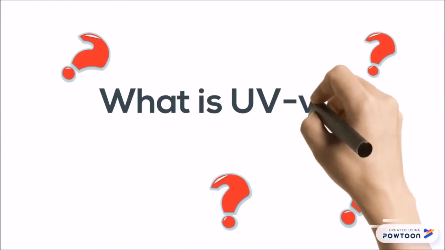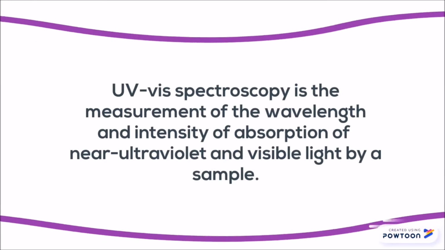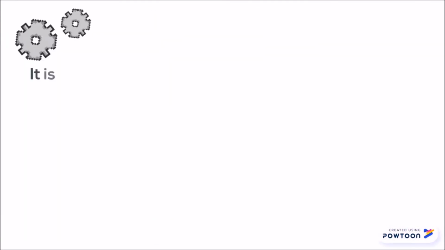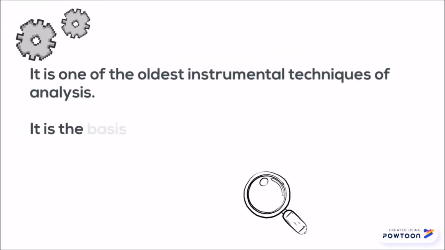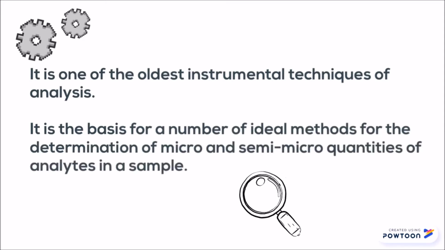So, what is UV-Vis spectroscopy? UV-Vis spectroscopy is a measurement of the wavelength and intensity of absorption of near ultraviolet and visible light by a sample. It is one of the oldest instrumental techniques of analysis, and it is the basis for a number of ideal methods for the determination of micro and semi-micro quantities of analytes in a sample.